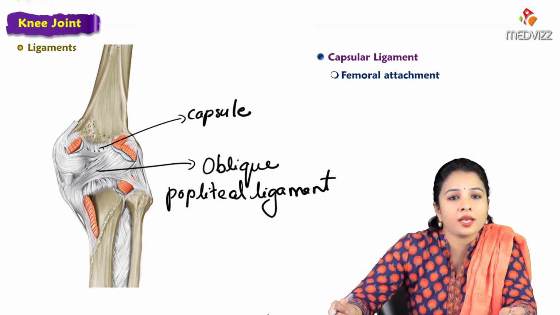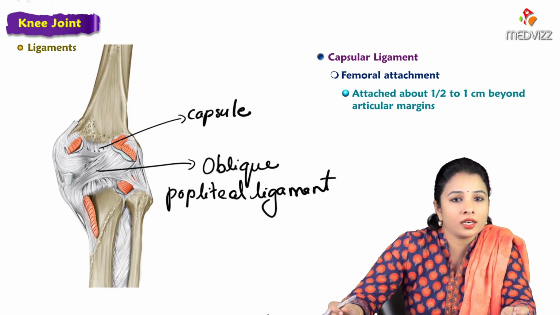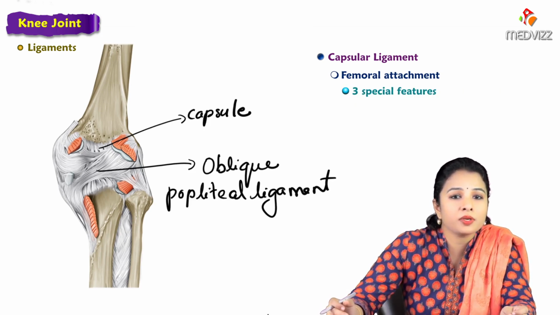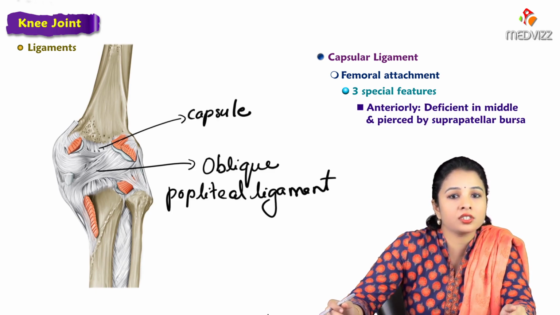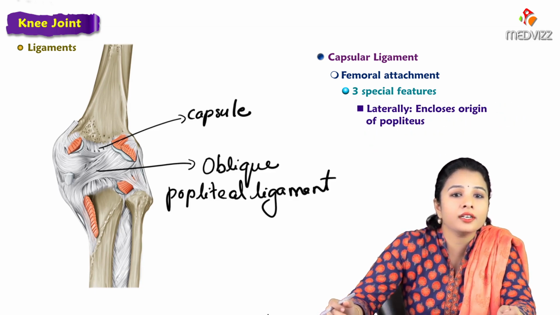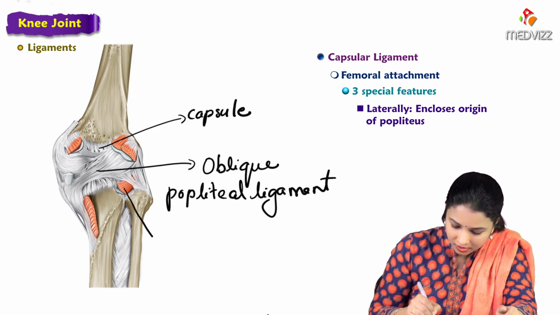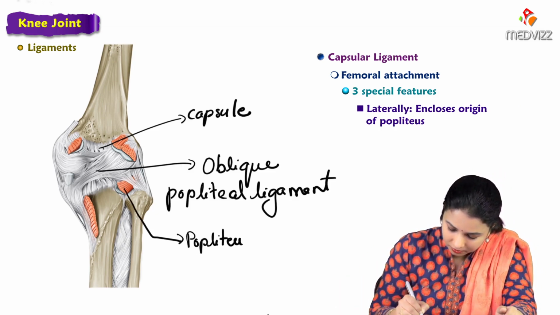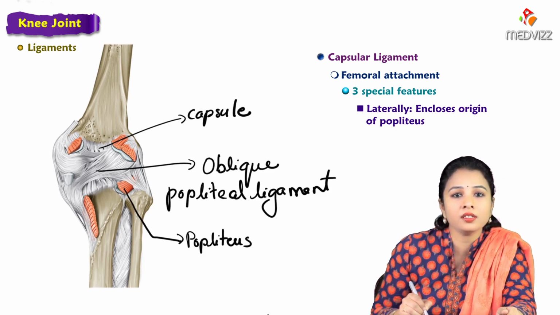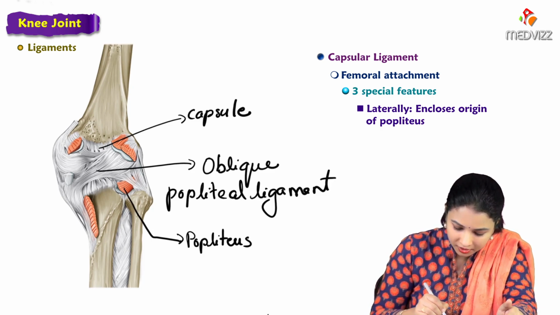Femoral attachment of the capsule: it is attached about half to 1 centimeter beyond the articular margins, with three special features. Anteriorly it is deficient in the middle, where it is pierced by the suprapatellar bursa. Posteriorly it is attached to the intercondylar line, and laterally it encloses the origin of popliteus muscle. You can see, here is the popliteus muscle which is enclosed within the joint capsule, which continues as the tendon.